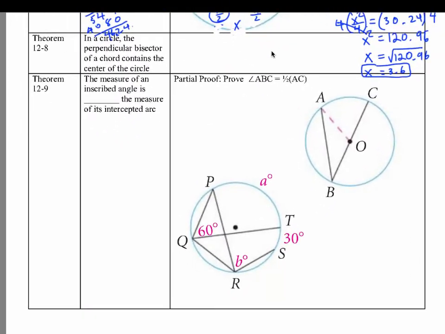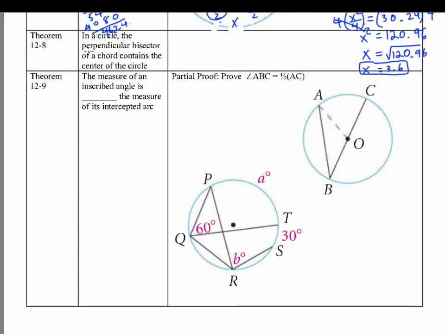All right, theorem 12-8, we're not going to work with this one too much. If you have a perpendicular bisector of a chord, it's going to contain the center of the circle. If you've got a chord here, any chord, how would I bisect this chord? Going like this, no, that wouldn't cut it in half. Going like this, no. You can see it kind of makes sense. You would have to go through the center of the circle. Any perpendicular bisector is going to have to go through the center of the circle. That's all it's saying.